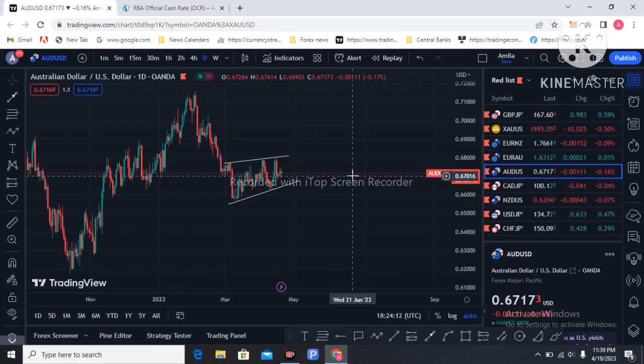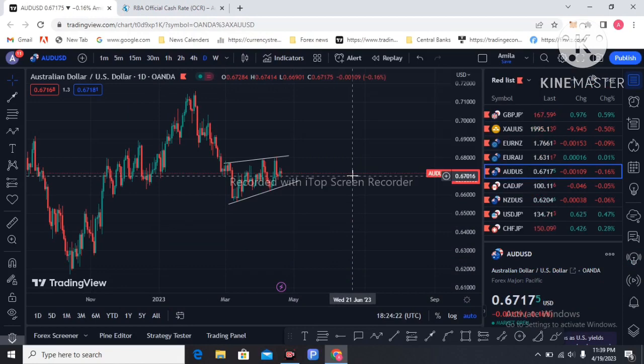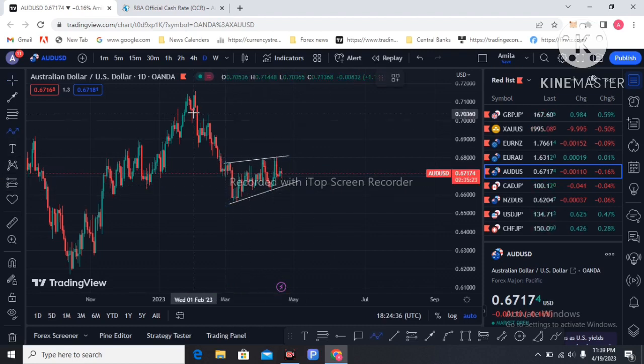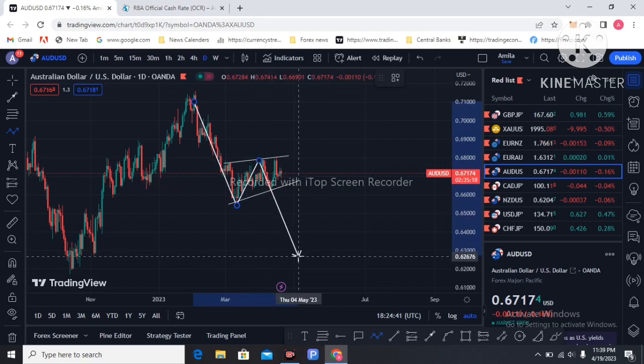Today I am going to analyze AUDUSD and give you a long-term trade opportunity. I am on the daily chart of AUDUSD. You can see the pattern. Technically, I have already drawn this pattern. It looks like a bearish flag pattern. That's the bearish flag pattern. Price will drop to the downside. That's the technical picture I have.